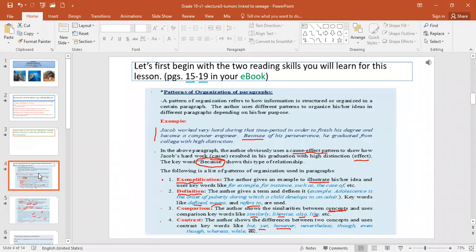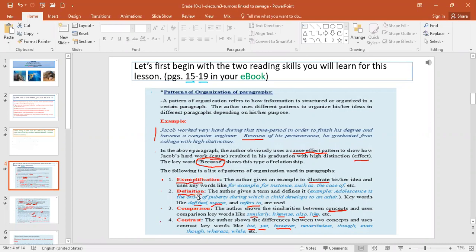Now, also in the lesson, something I would like to share with you. Can you see my screen clearly, all of you? Yes, Miss, we can. Okay, great. The patterns of organization. In a paragraph, an author organizes his or her ideas in a certain pattern. What types of pattern could there be here?